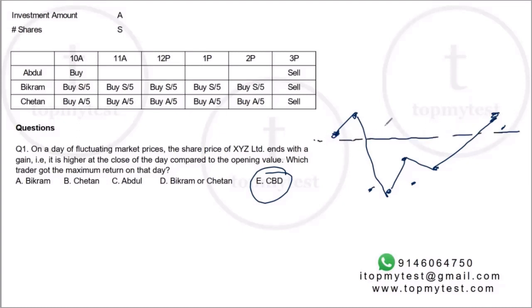Whereas the other scenario can also happen. There can be a huge rise. Then most of the day, the market price stays up, and then finally it ends in a loss. So Bikram and Chetan's average prices will be somewhere at this level, whereas Abdul's average price will be here. So Bikram and Chetan might actually end up making a loss, right? So we cannot know for sure what is going to happen. Option E.